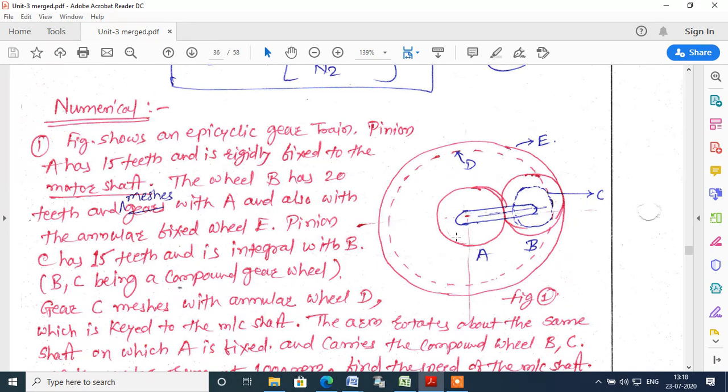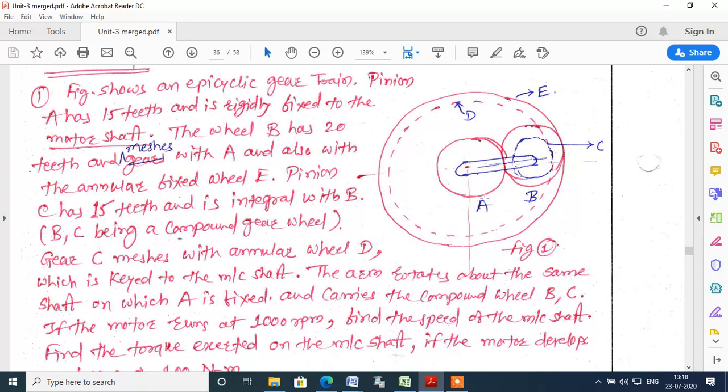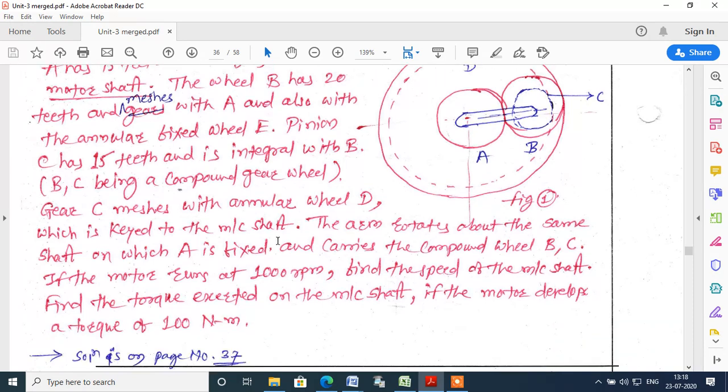That means B and C are a compound wheel. Here C meshes with another wheel D. C is meshing with D, which is keyed to the machine shaft. Okay, this is keyed to the machine shaft. The arm rotates about the same shaft on which A is fixed and carries the compound wheel BC. If the motor runs at 1000 rpm, find the speed of the machine shaft. Find the torque exerted on the machine shaft if the motor develops a torque of 100 Newton meter.